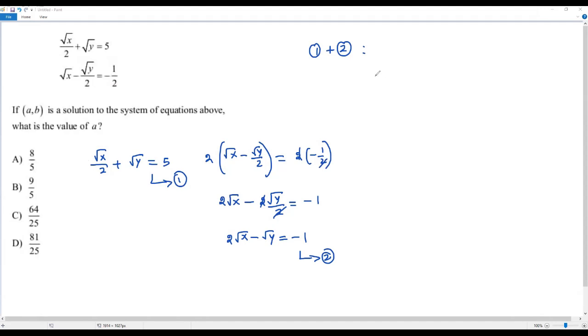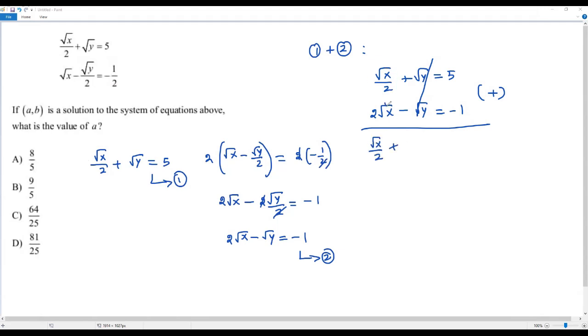So we can write equation number 1, that is square root of x over 2 positive square root of y equals 5. And equation number 2 is 2 times the square root of x and negative square root of y equals negative 1. Okay, let's add them. When we add them, this positive square root of y, negative square root of y will cancel out. Then we get square root of x over 2, that is this term positive, plus this 2 times square root of x. Here when I add 5 and negative 1, I am getting positive 4.